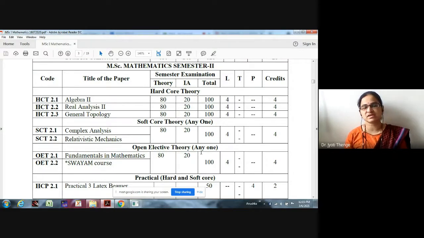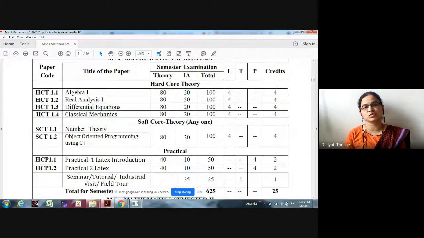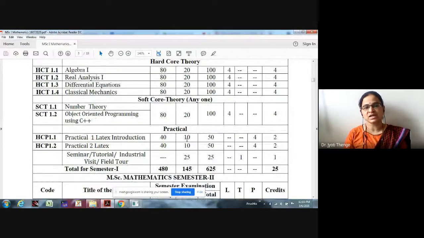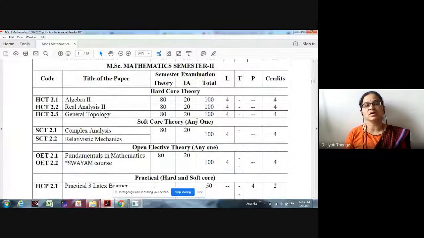In the last semester, we studied 5 theory papers, 2 practical sessions with 1 seminar. The theory exam is being completed. Now we are entering the second semester. We will first discuss what the structure is in our semester 2.